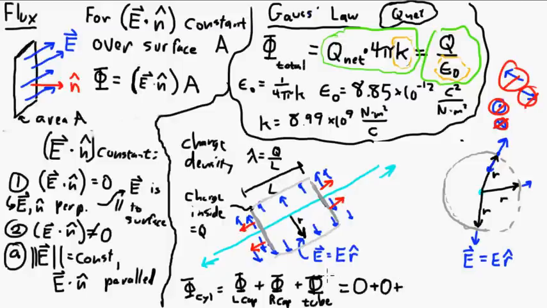On the tube, which I'm calling the tubular, this rounded surface, E dot n hat is going to equal E r hat dot n hat. Now again, which way is r hat going? Well, these blue lines show the direction of r hat, right? Because E points the direction of r hat.